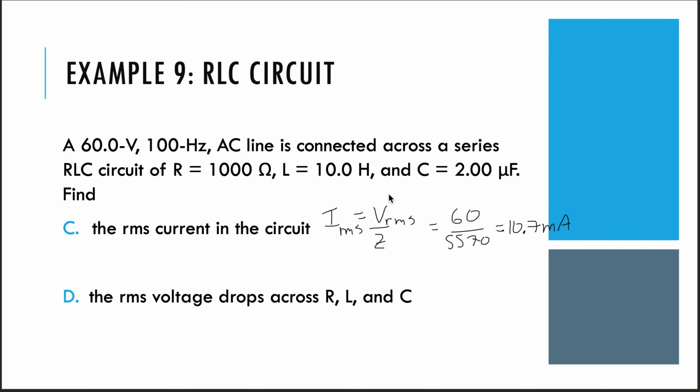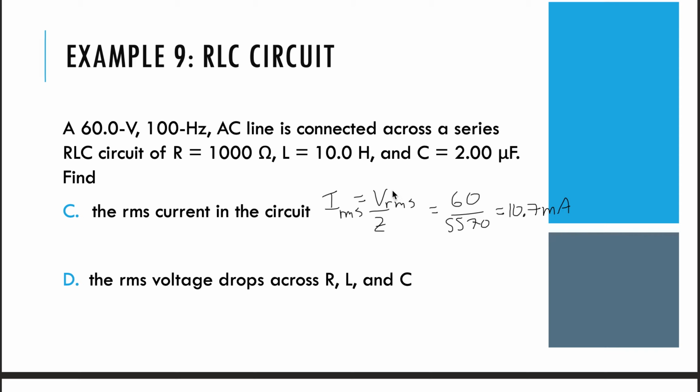And finally, the RMS voltage drops across R, L, and C. So what's the voltage across the resistor? It's going to be I times R. Multiply the current that we just found, 10.7 times 10 to the negative 3, times 1000. That's going to give us 10.7 volts.